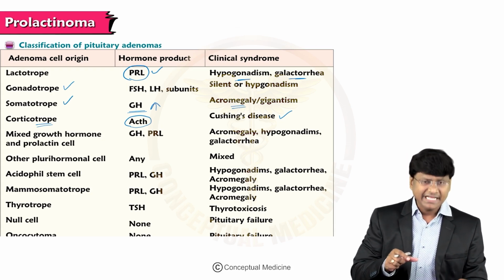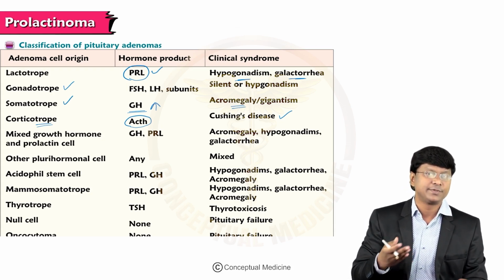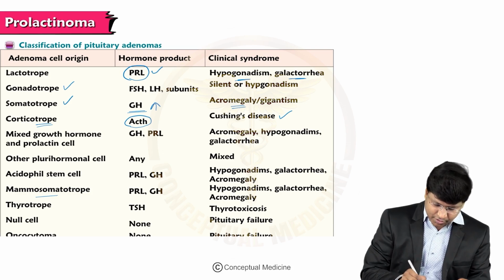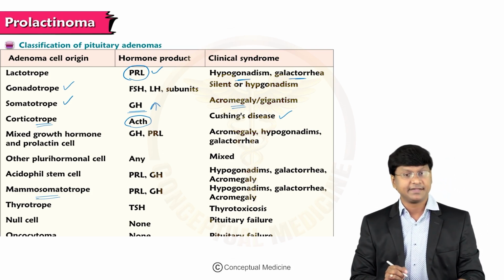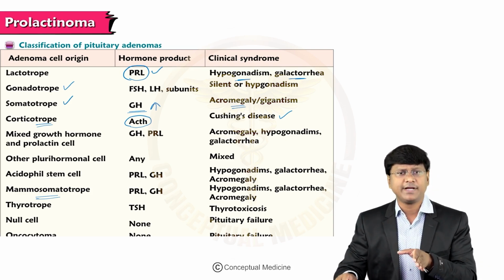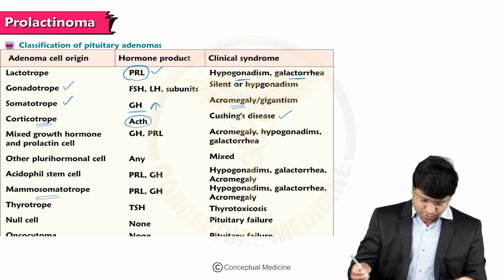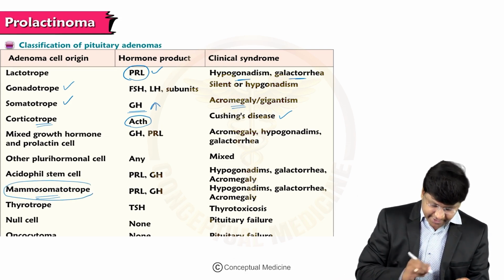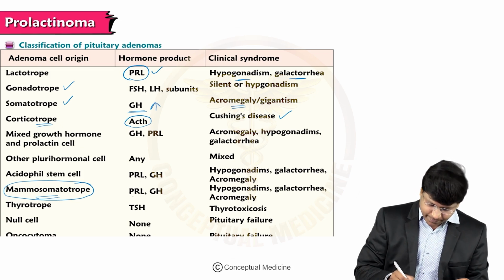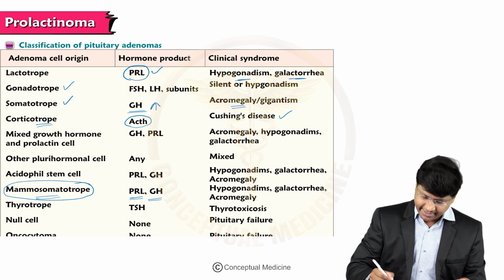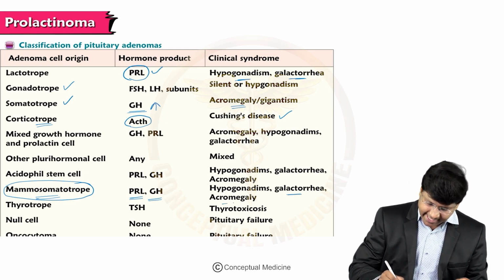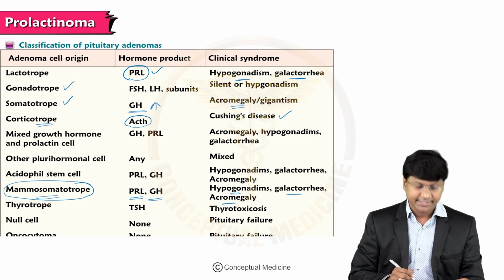So depending upon the type of cell from which the tumor is originating, for example, we have what is called mammosomatotroph type of pituitary adenoma. That means mammosomatotroph cells will produce prolactin as well as growth hormone. So mammosomatotroph type of pituitary adenoma is the one which will produce excess amount of prolactin as well as growth hormone, and accordingly the individual will land up in galactorrhea, acromegaly as well as hypogonadism.